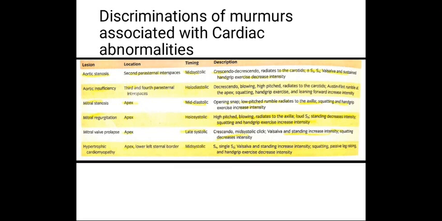A Valsalva maneuver decreases the filling of the right and left heart chambers and it reduces the intensity of most of the murmurs except those associated with mitral valve prolapse and hypertrophic cardiomyopathy. Standing will also increase the intensity of the murmur of mitral valve prolapse and hypertrophic cardiomyopathy. Squatting increases venous return and afterload, and therefore it increases most of the murmurs except those related to mitral valve prolapse and hypertrophic cardiomyopathy.